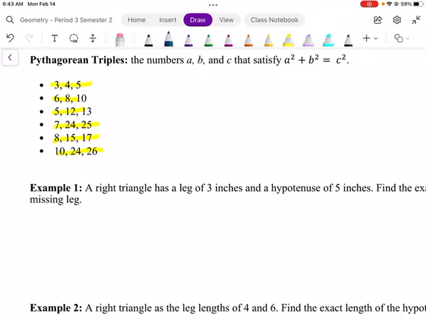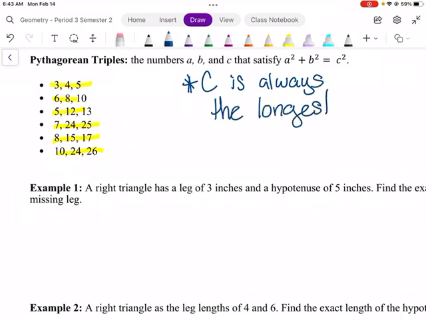And one thing I want you to remember is that c is always the longest side, or it's always the biggest side number. So in all these, c would be the last number. And then a and b, you can switch around if you need to.